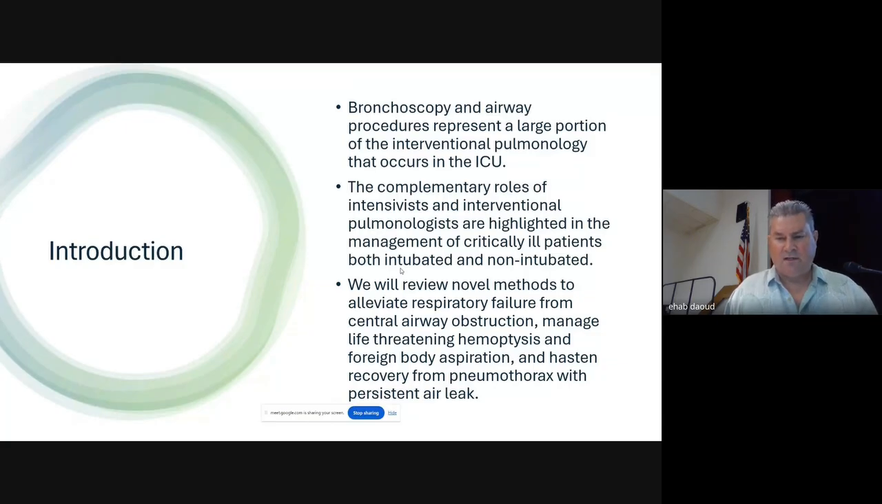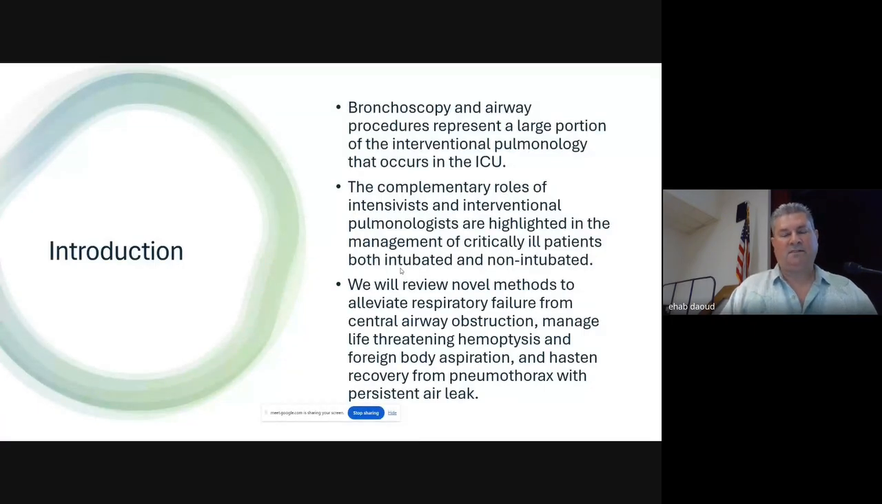And so I'm going to speak about central airway obstructions and foreign bodies. Spend some time on hemoptysis because we've had a lot lately of intubated patients in the ICU with significant hemoptysis. We'll talk about how to speed getting someone's air leak to resolve using endobronchial valves. And I'm going to give you some examples from some cases.